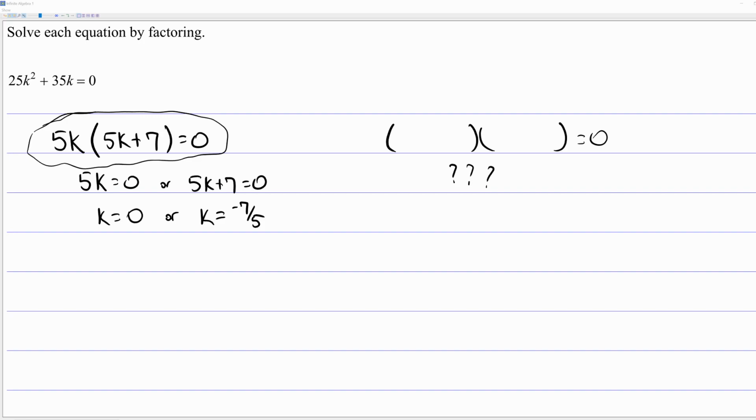Now I have some bad news. Not all quadratics will factor. So to solve quadratic equations where you can't factor, that's going to prove to be kind of difficult. And that's what we're doing next.